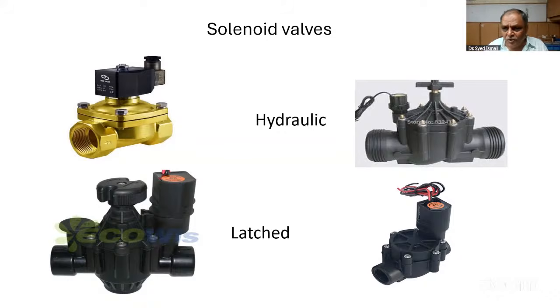There are latch solenoid valves. You give a pulse, it will latch to the on state. Again, give a pulse, it will latch to the off state. This is used mainly when you want to use solar panels for irrigation control. We use normal solenoids when we have real power availability, for example NPK mixing chambers, where you want to put 3 volts, 4 volts, you can use this also.